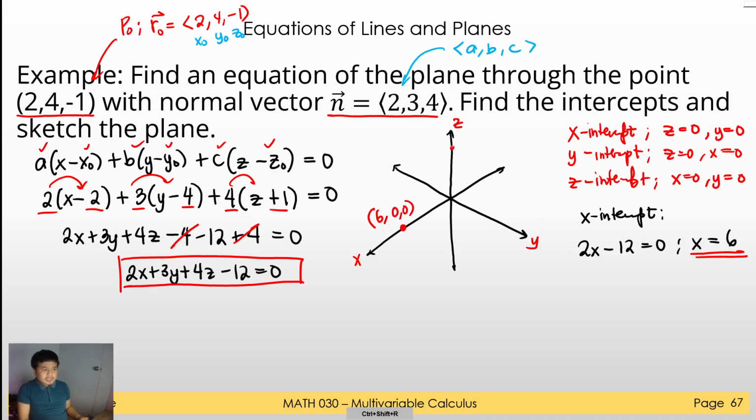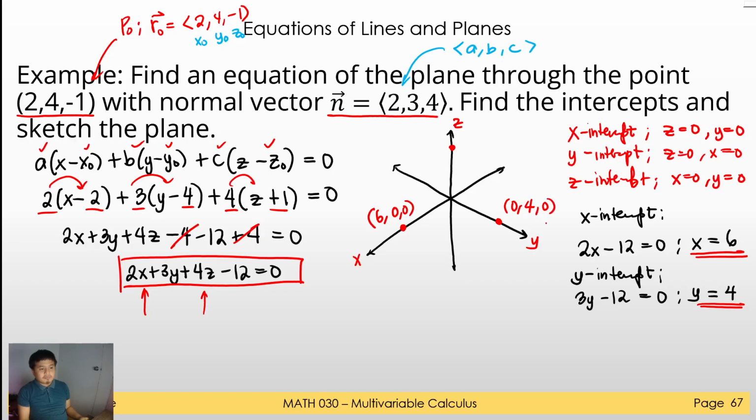For the y-intercept, we have z is equal to 0 and x is equal to 0. So we will make this 0. So we only have 3y minus 12 is equal to 0. Therefore, y is equal to 12 divided by 3. So we have 4. Sorry, this should be y. So we have 0, and then 4, and then 0.